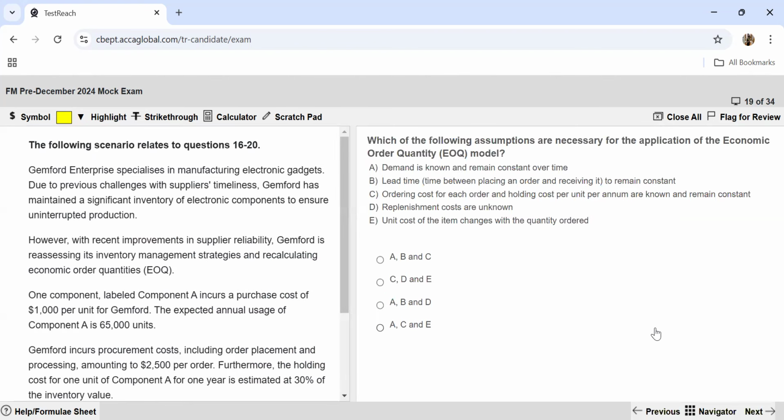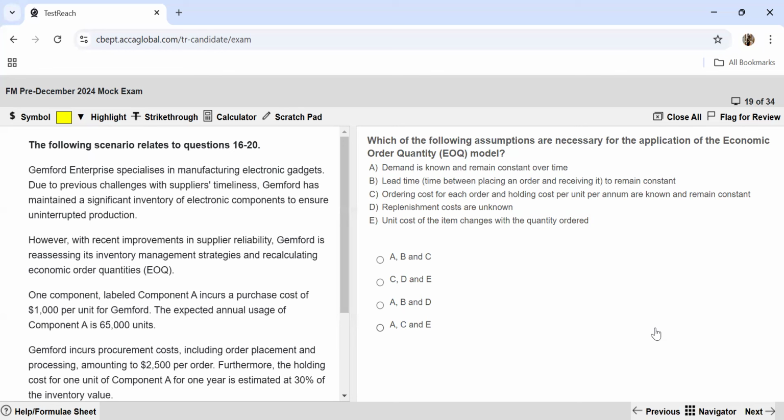Which of the following assumptions are necessary for the application of the economic order quantity model? So the first statement says demand is known and remains constant over time. Okay. The second statement says lead time, that is the time between placing an order and receiving it, remains constant. So far, these both are the assumptions of the EOQ model. C says ordering costs for each order, holding costs per unit per annum are known and remain constant. This is absolutely true. We use these costs in the formulae and we assume that these are going to be the same. Otherwise, if they will vary, our answer will not be able to be calculated.